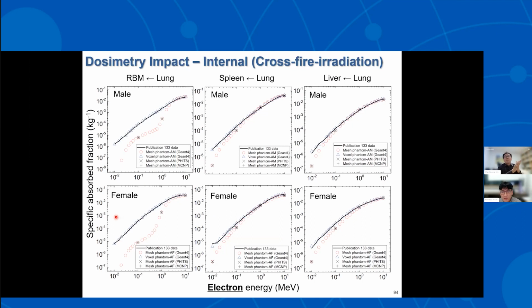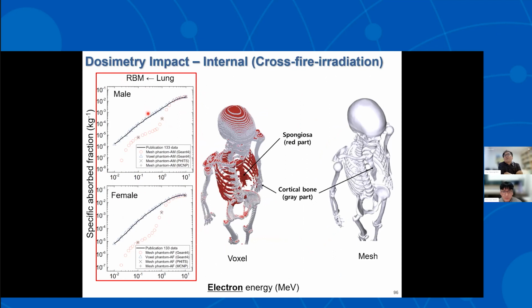But on the other hand, for electron specific absorbed fraction, the difference between the mesh and voxel are significant in general. And especially the notably large difference can be observed when red bone marrow is our target. This is due mainly to the improvement of the skeletal system in the mesh phantom.